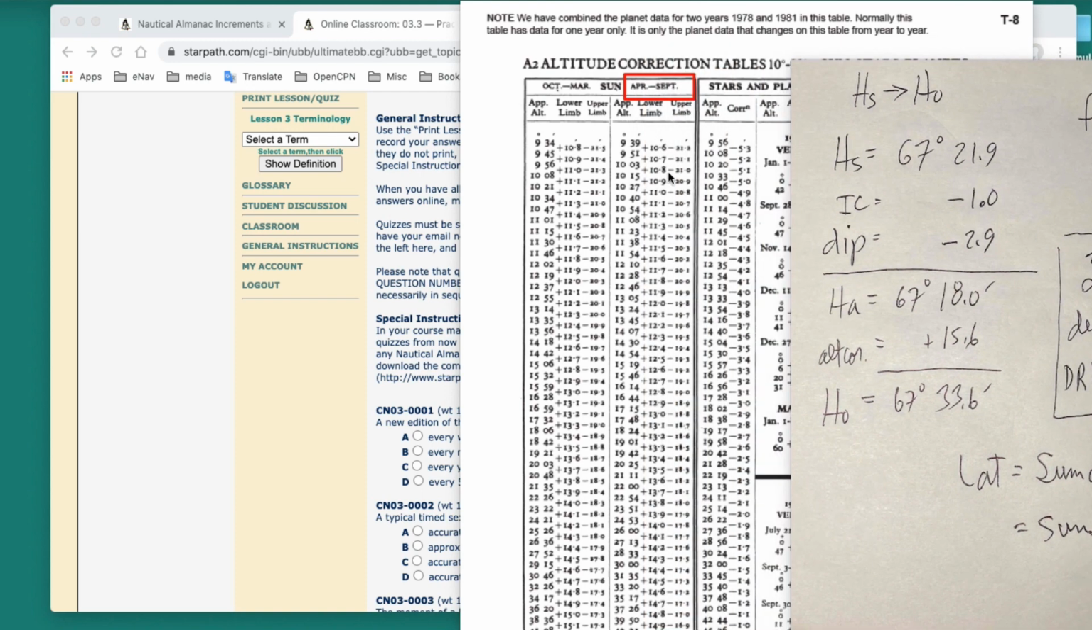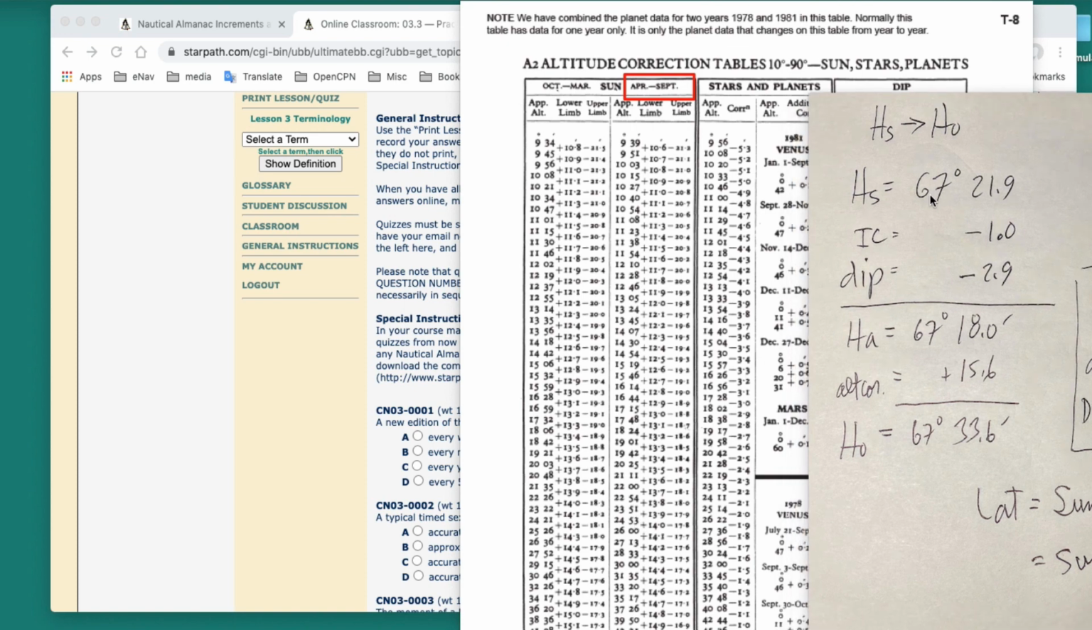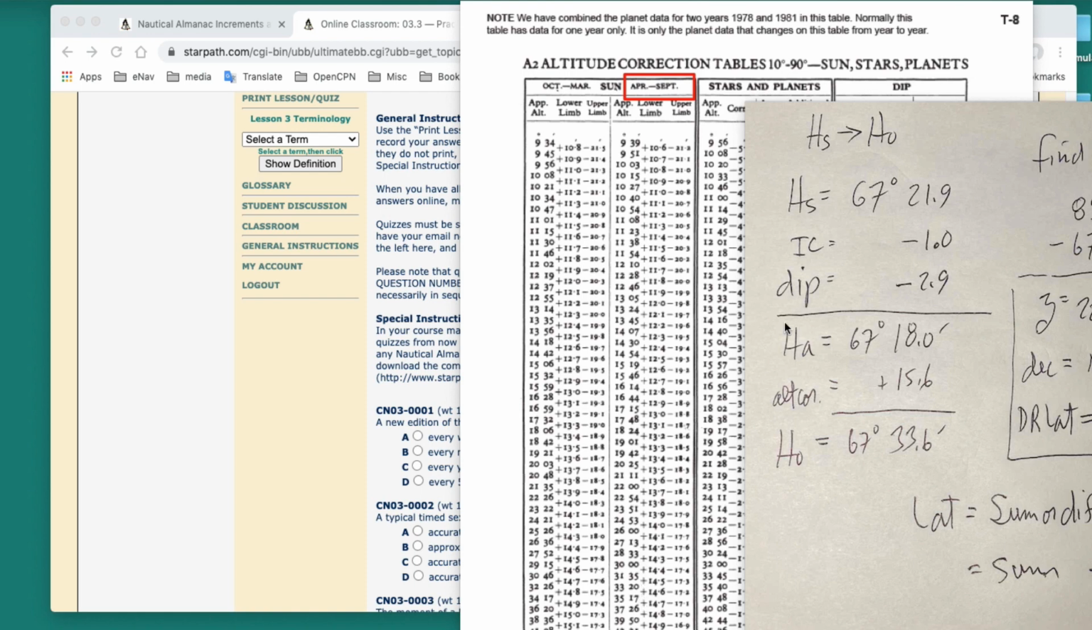And so that's done on the same table. It's altitude correction. It goes 10 to 90. Then there's one more page that goes 0 to 10. And that 0 to 10 fills up the whole page. And that's because at these low angles, these numbers change very quickly, because the refraction of the light is changing very quickly, how much it bends. But here we got this one.